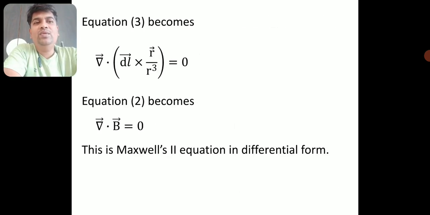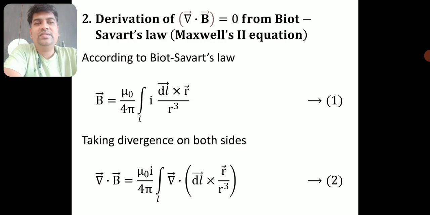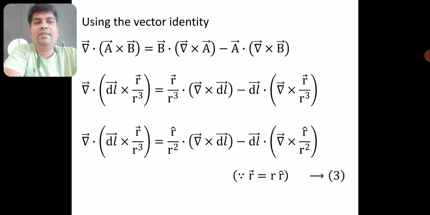Now let me go back and see equation 3. This is what equation 2 is. The divergence of dl cross r cap, which I calculated, gave me these two terms. Both of these two terms are going to be 0.